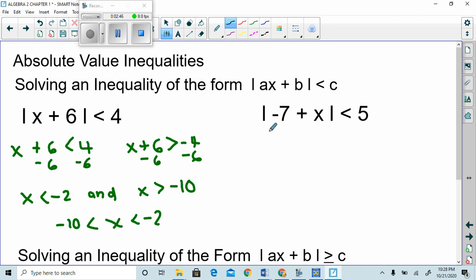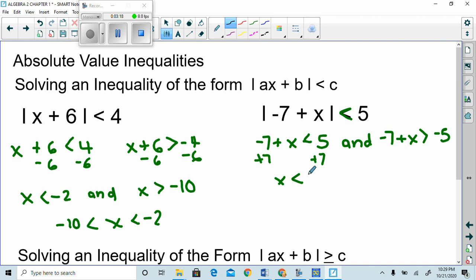Let's take a look at a second problem. Once again, we remove the absolute value symbol. We solve it once exactly as we see it. Negative 7 plus x is less than 5. And since it's a less than symbol, we do AND. Negative 7 plus x, reverse the symbol and change the sign. Let's solve. The solving part is the same as we've done before. Isolate your variable. x is less than 12, and we'll add 7 again.